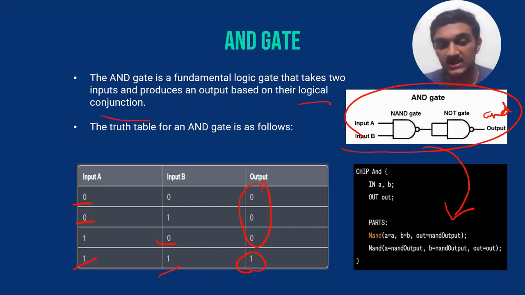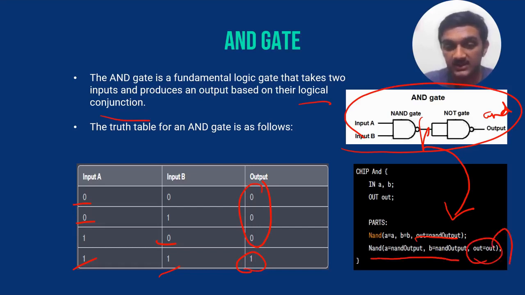As you can see, the first line, NAND A is equal to A, B is equal to B, and out is equal to NAND output. So that's the first output, that is this part. And we are taking that output in both A and B of the second NAND gate and producing an output. This output is nothing but AND. So that makes the AND gate. Let's move on to the next gate.